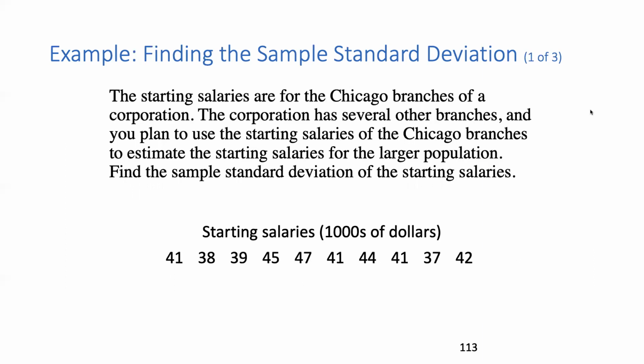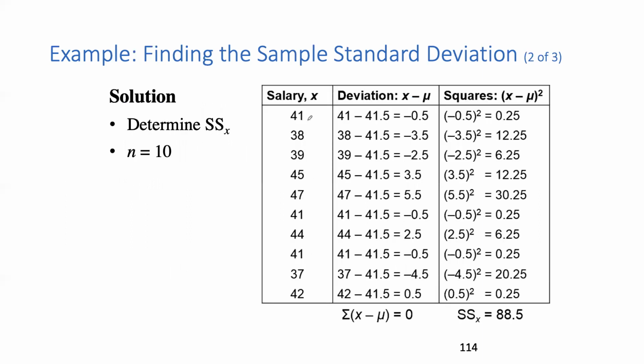So first I calculate the mean. I add up these 10 numbers, divide by 10. That tells me that it is 41.5. Then I take the deviation of each of these numbers from the mean. So that's all the same. Then I do the square deviations. That's all the same. So the sum of square deviations is 88.5.